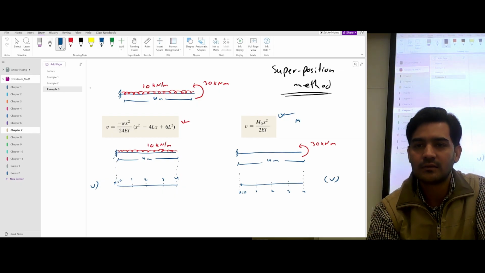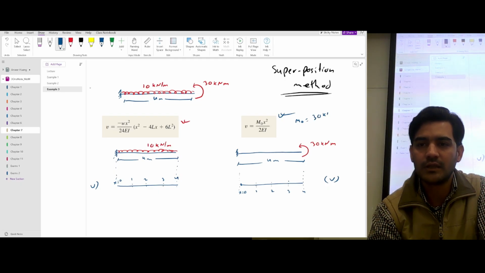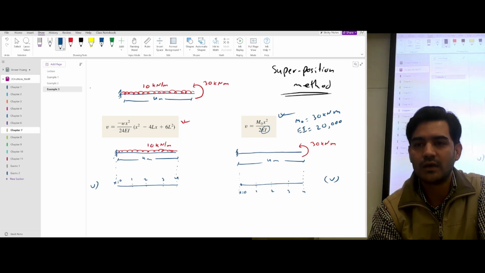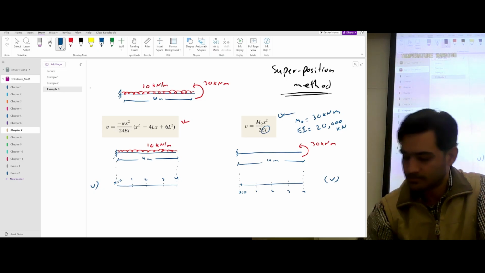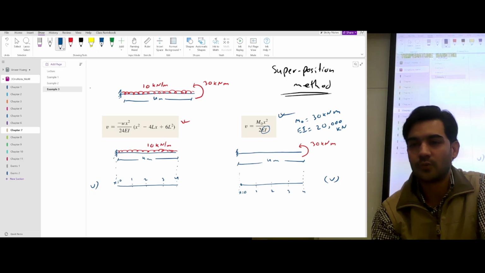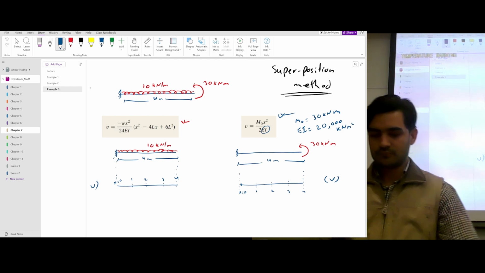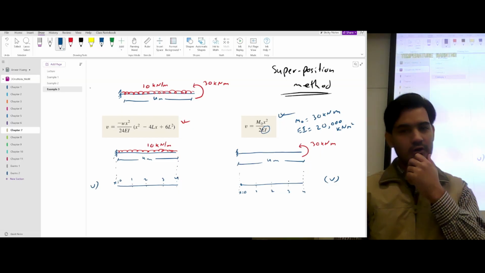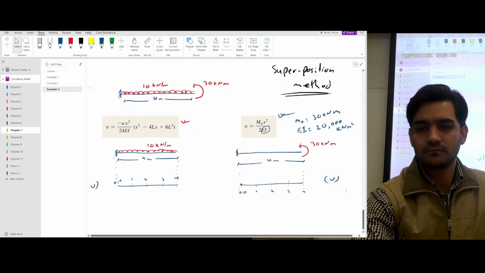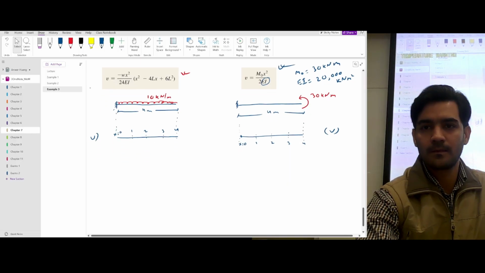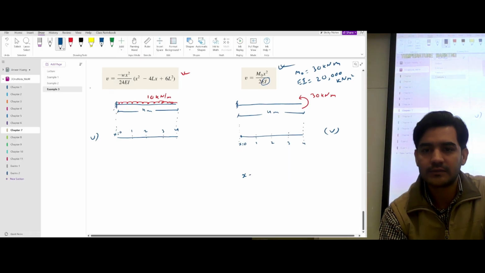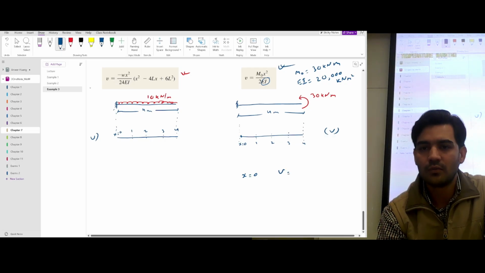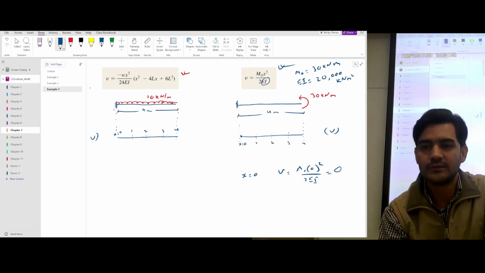So in this case, M naught is 30 kilonewton meter, and EI, we already know this, is 20,000 kilonewton meter square. So you can use this and you can draw. If I use x is equal to 0, then M naught, this is going to be 0, so we're going to get 0 value.